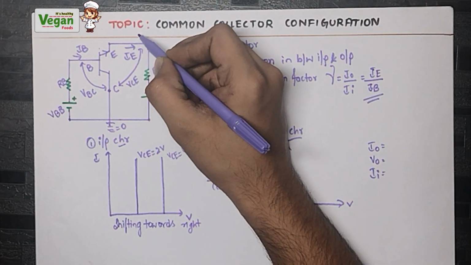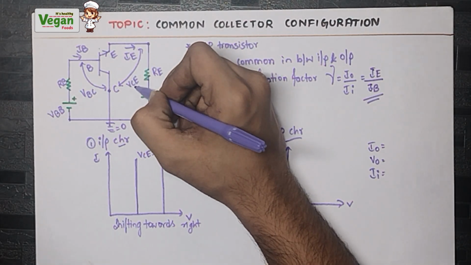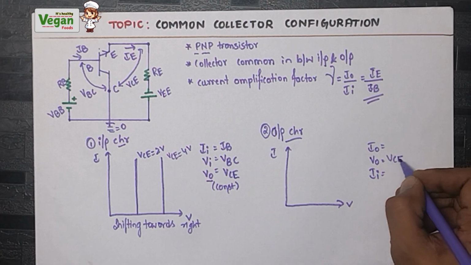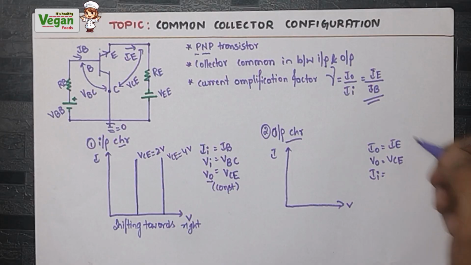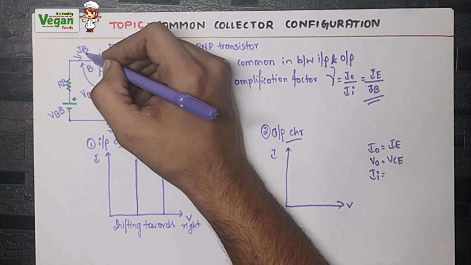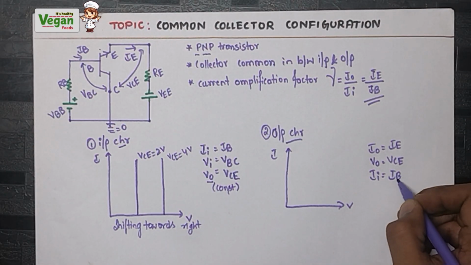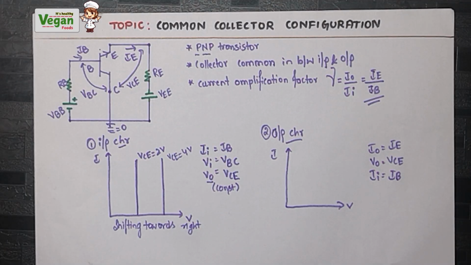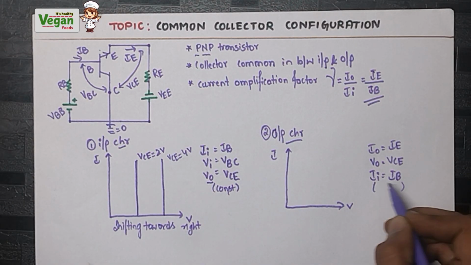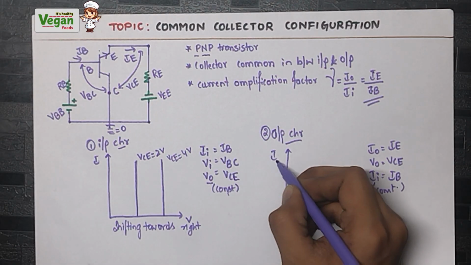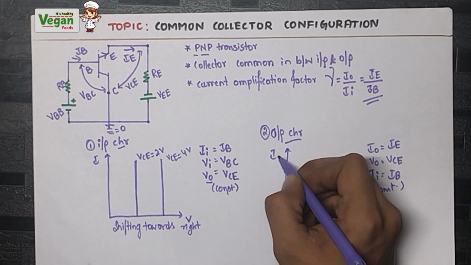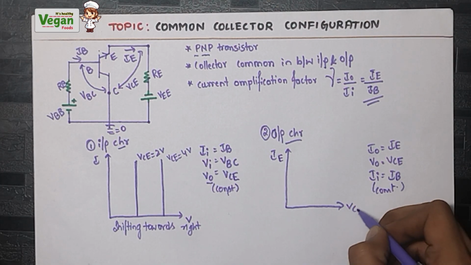So output voltage means right hand side. What is the output voltage? VCE. What is the output current? IE. So input current means left side. So what is the input current? IB. So since we are plotting the graph of the output characteristics, we will make the input current constant. This graph will be between output current, that is IE, versus output voltage VCE.